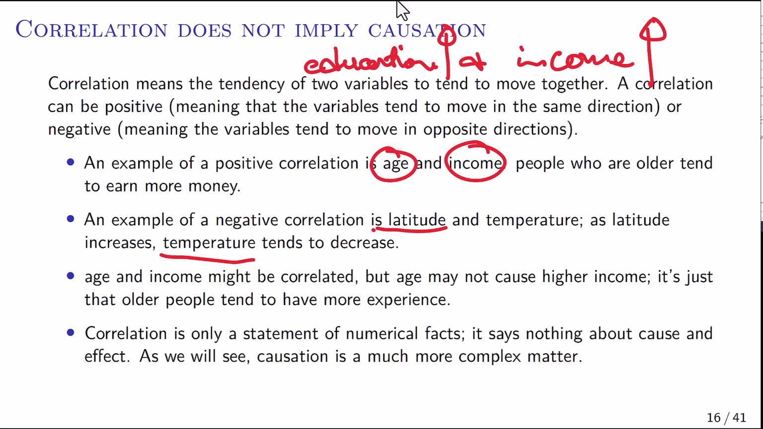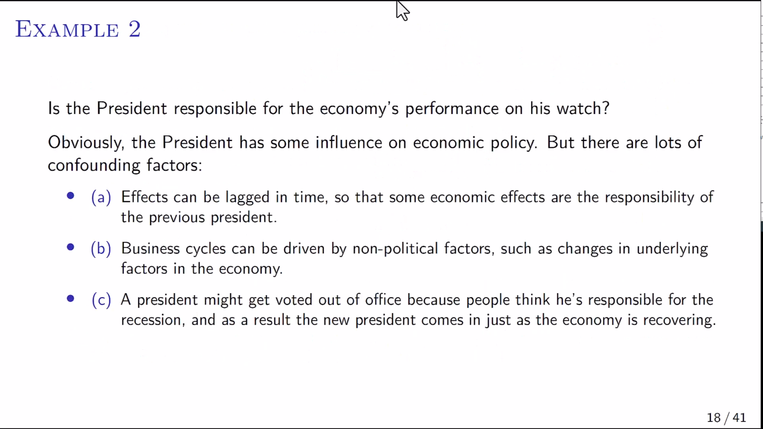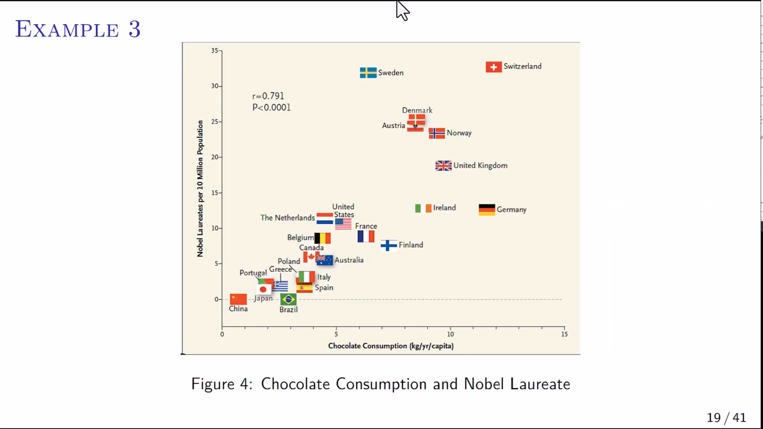Here, we want to emphasize correlation is only a statement of numerical facts. It says nothing about cause and effect. As we'll see, causation is a much more complex matter. Those similar questions here, okay, please read it yourself. Exam 2, the same thing. And the exam 3, I really want to say something.